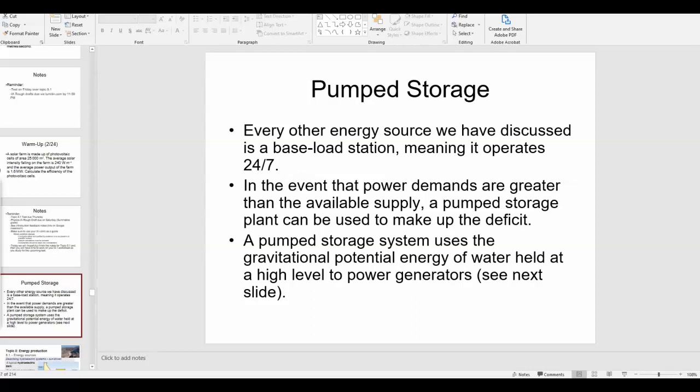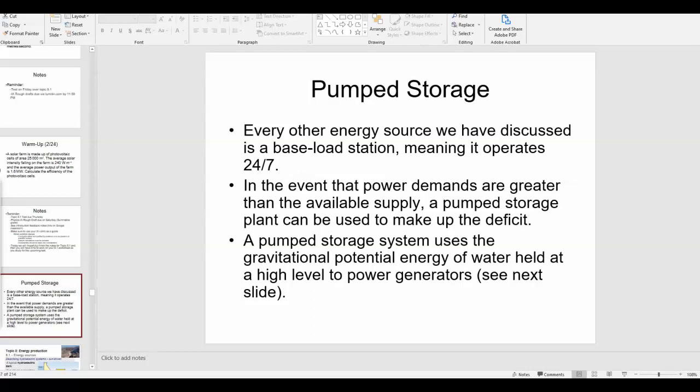In the event that power demands are greater than the available supply, for example, in the winter storm we had a few months ago, you can use a pump storage plant to make up the deficit. Now, in that case, our energy needs in the state of Texas were so high, I don't know that any pump storage plant would have really helped, because the demand was so great. But theoretically speaking, in the event that power demands are greater than the available supply, you can use a pump storage plant to make up the deficit.